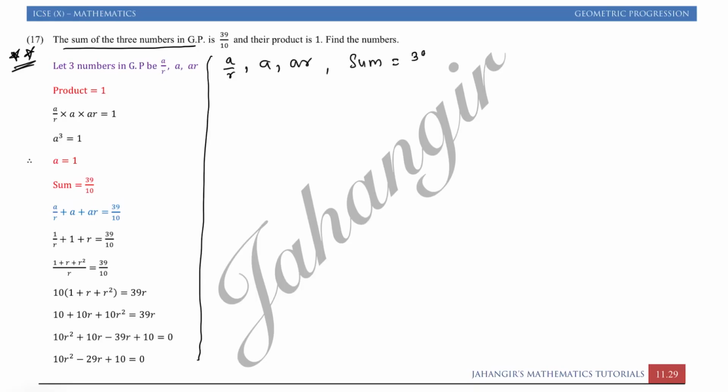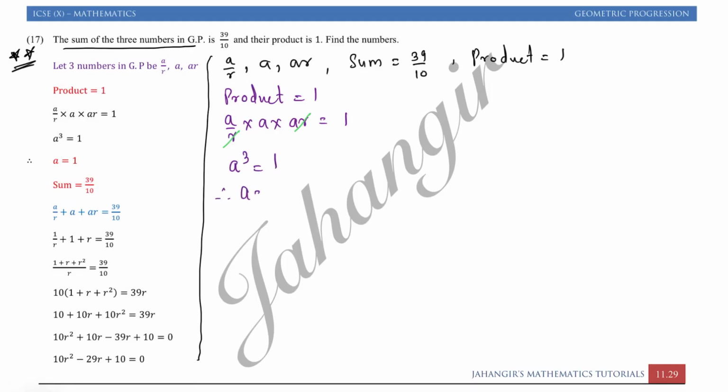Sum is given as 39 by 10 and product is given as 1. So first we will take the product part. Product is equal to 1. For the product we just multiply A by R, multiplied by A, into AR, is equal to 1. So R and R will get cancelled. So you will get A cube is equal to 1. Therefore A is equal to 1, because cube root of 1 is 1.